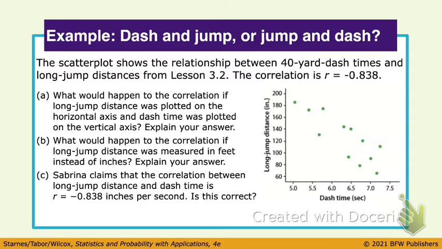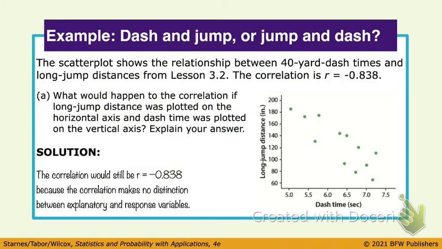All right, so what would happen if we switch the x and the y axis? What would happen to the correlation? Absolutely nothing. Very good. Nothing would happen. The correlation would still be negative 0.838 because the correlation makes no distinction between the explanatory and response variable. So it would stay the same.